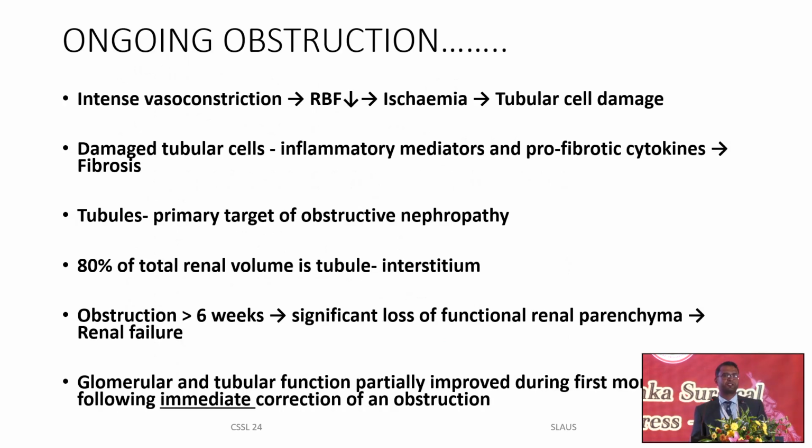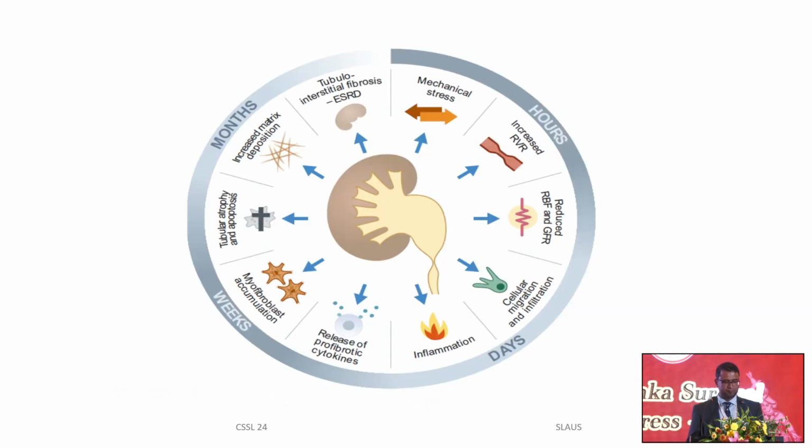When there is ongoing obstruction, if the obstruction is not relieved, there will be damage to the tubules because of ischemia due to reduced renal blood flow, and the damaged tubular cells will secrete pro-fibrotic inflammatory markers and cytokines, which will end up in fibrosis and end-stage renal failure. Here we have to address it in the initial stage to prevent kidney loss. This is the diagram where, if you wait for weeks to months, there will be fibrosis of the parenchyma.